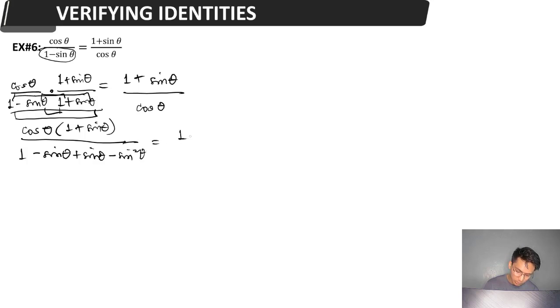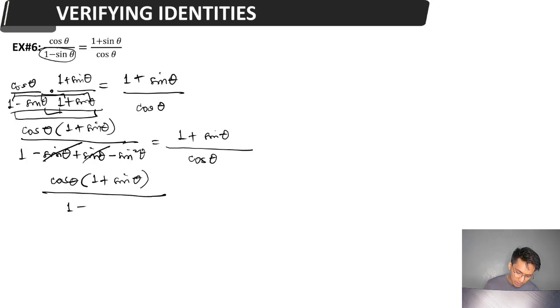Is equal to 1 plus sine theta over cosine theta. And this is cancel kasi 0 na yan. And simplify natin, this is cosine theta times the quantity of 1 plus sine theta over 1 minus sine square theta na lang is equal to 1 plus sine theta over cosine theta. And ngayon, gamitan na natin siya ng fundamental identity.